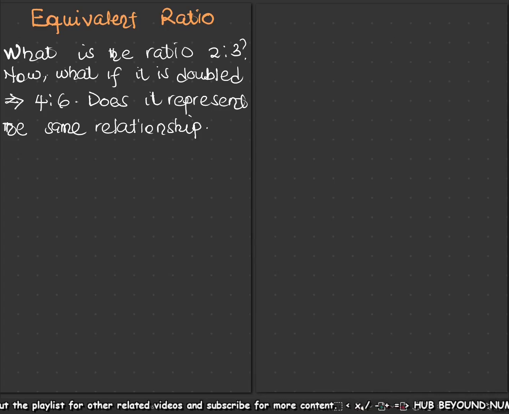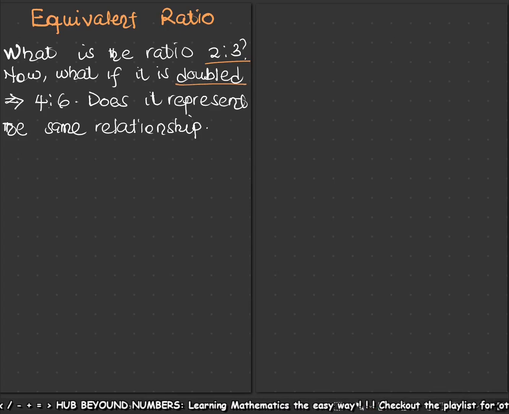So to go into it, it says, what is the ratio? This you see over here, 2 is to 3. What does it mean? You can have so many scenarios to explain what this ratio is. But what if we double it? If we double it, it becomes 4 is to what? 6. My question is, does it represent the same relationship?